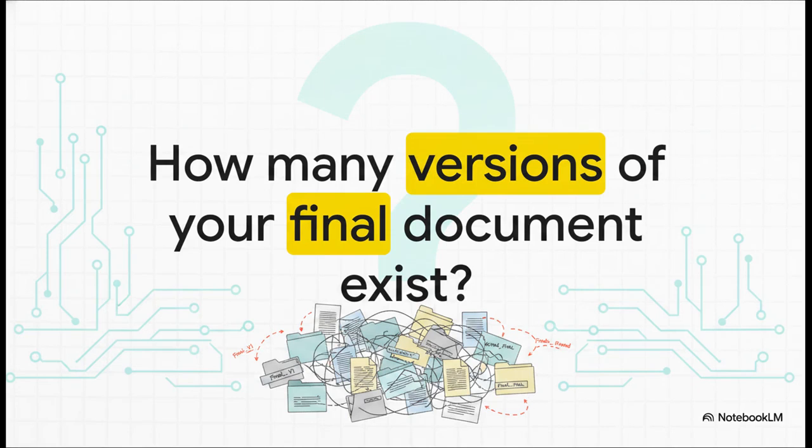Let's kick things off with a highly relatable and honestly kind of painful question. How many versions of your final document actually exist right now? I mean, we've all been there, right? You're hunting through endless static files and folders, just desperately trying to decipher if project_manual_final_v3_reviewed_actual_final is in fact the true final version. It's a massive headache, it totally wastes your time, and man, does it introduce a ton of risk.